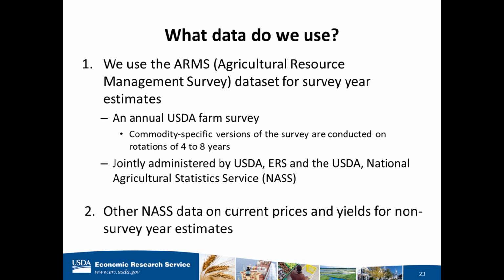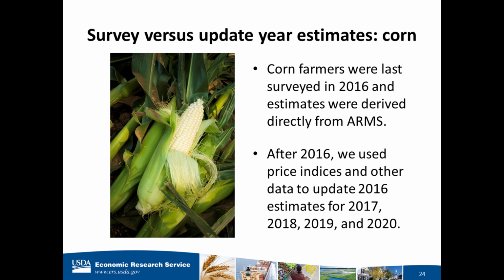The second main source of information is other NASS data on current prices and yields for non-survey year estimates. Here I've introduced a term that I have not talked about: non-survey year estimates. What I mean by non-survey year is an update year. I will explain this difference in the context of corn. Corn farmers were last surveyed in 2016. This is where NASS sent enumerators into the field, and they collected information from farmers and filled out the ARMS survey, and then we used the answers from the survey directly and created survey year estimates. After 2016, we used those estimates as a base and used price indices and other data to update these 2016 survey year estimates for 2017, 2018, 2019, and 2020. Those estimates for the years that we do not have a survey are called update year estimates.